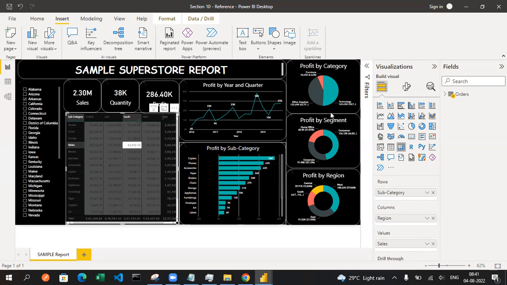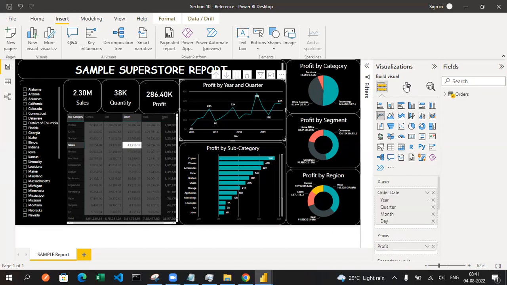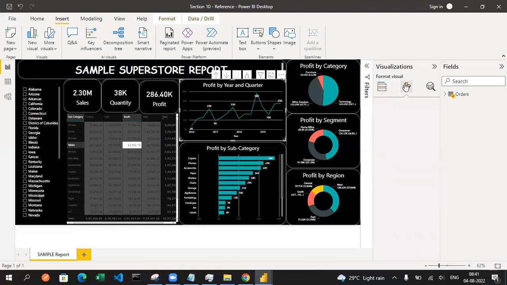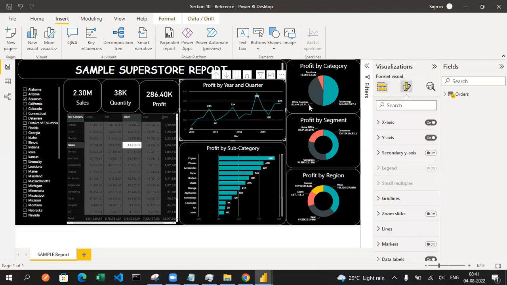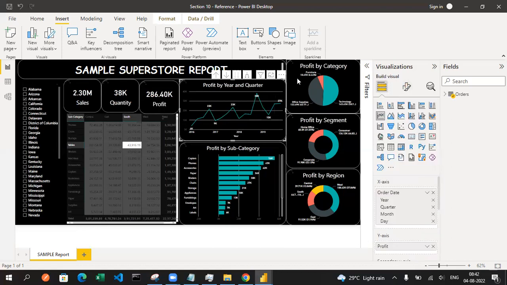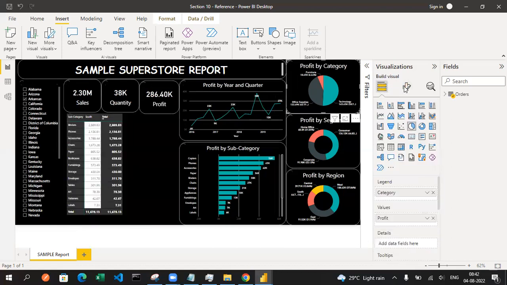If you want to understand each and every format, just go to the format. Let's click on maybe this pie plot, and just for understanding, go to the formats and see what different formats we have applied on this.